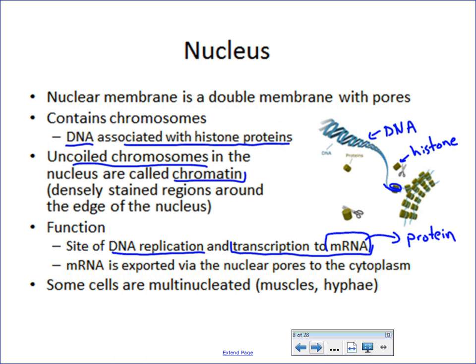That mRNA that is created within the nucleus is exported via the nuclear pores to the cytoplasm. And don't forget that some cells are multinucleated, which includes striated muscle cells and hyphae.